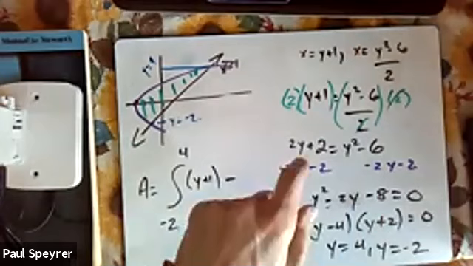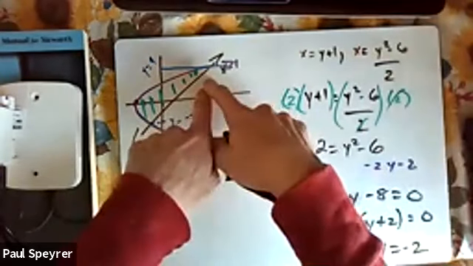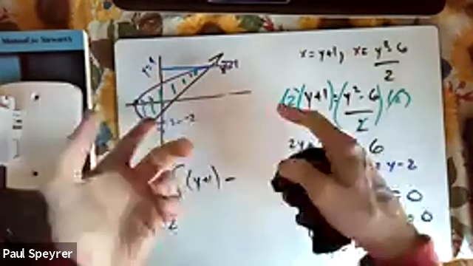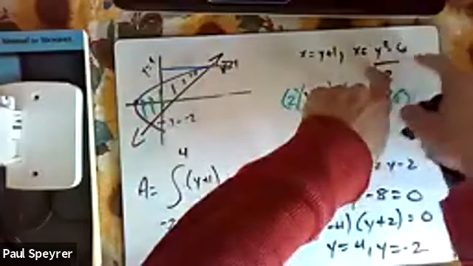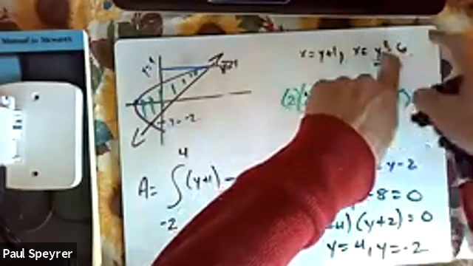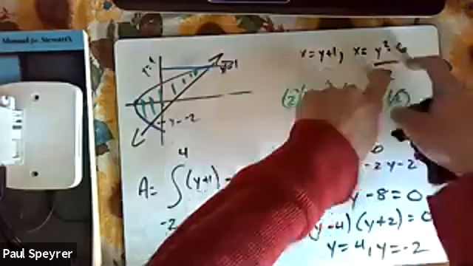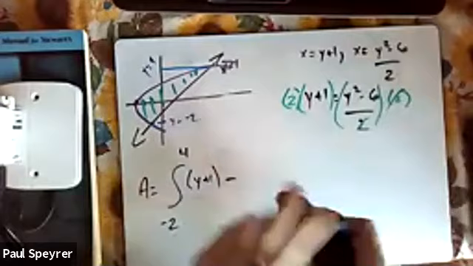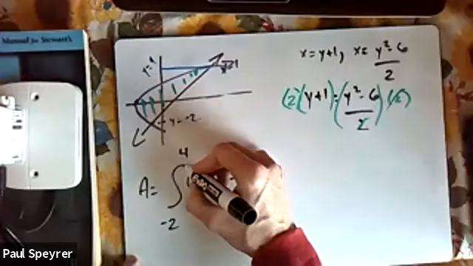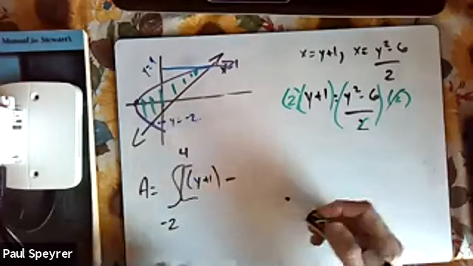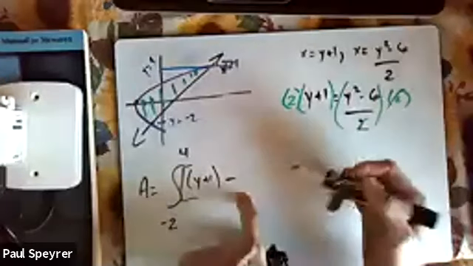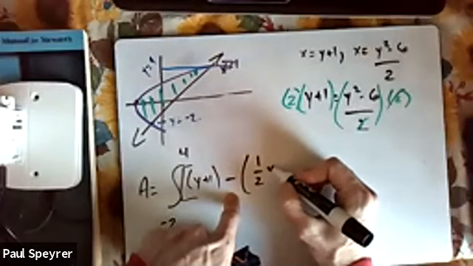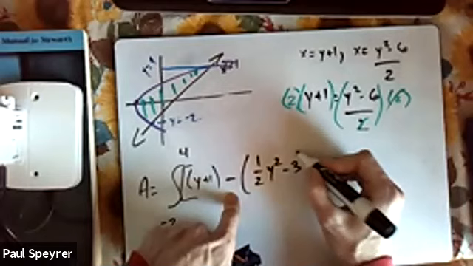I'm sorry, it's the rightmost curve. My leftmost. Well, the left is that bowl shape. Right? What was that bowl shape with respect to x? It's the y squared minus 6 over 2. Now, instead of me saying y squared minus 6 over 2, I'm going to say minus and then parentheses 1/2 y squared minus 3 dy.